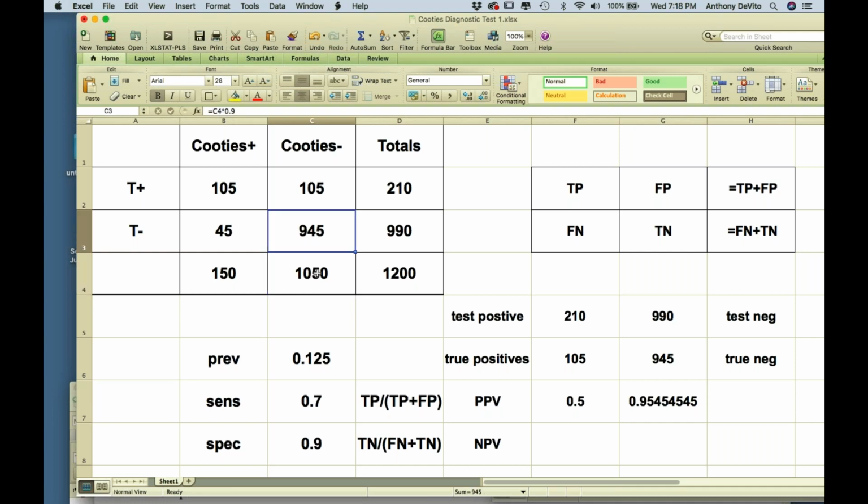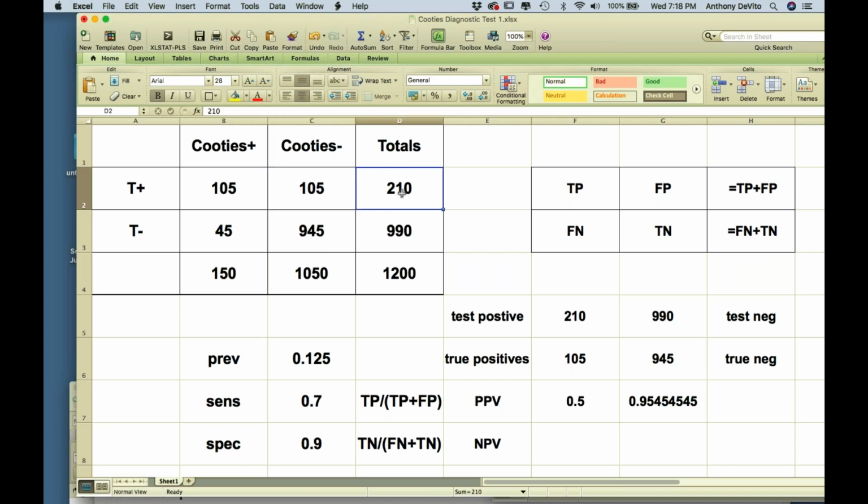That means the other 10% of the people that don't have the disease are going to be incorrectly told that they have the disease, that they test positive, even though they don't have the disease. So I wind up with 210 people who tested positive. 105 of them tested positive because they really have the disease. Another 105 tested positive because they were false positives. The test didn't catch them. It's only 90% effective, and it thinks that they had the disease.